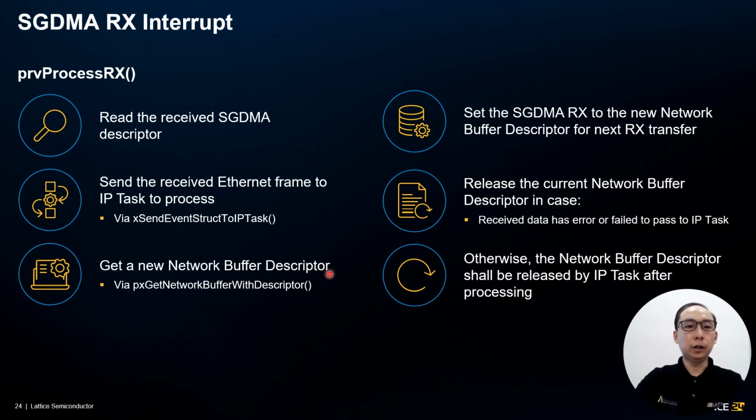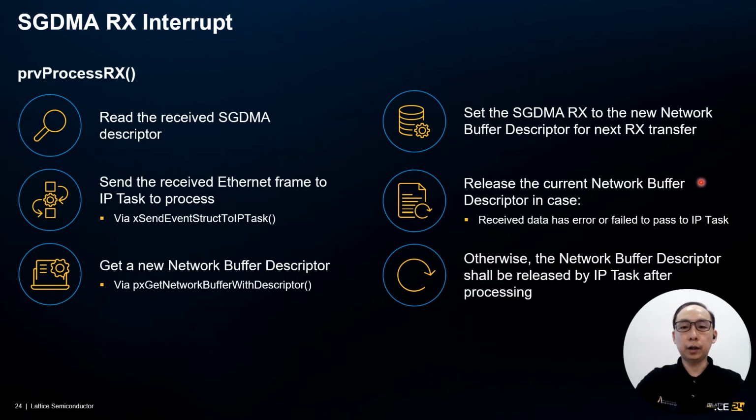Next, this API also sets up a new network buffer descriptor so that it can point this new network buffer to the SGDMA RX for the next operation. This means that the next incoming Ethernet frames will be stored in the buffer described by this buffer descriptor.